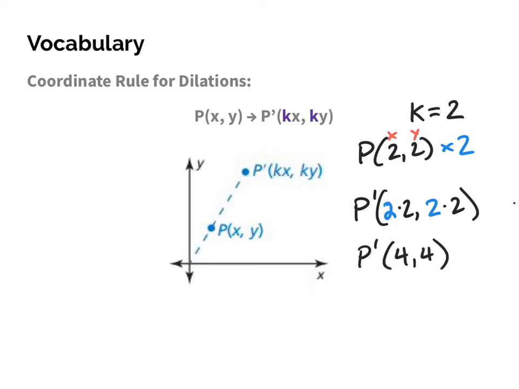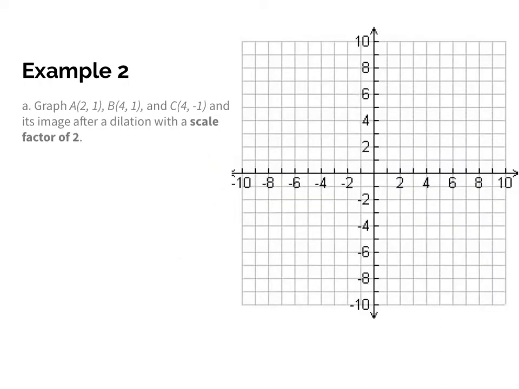I would do the same thing if my k value was less than 1. So when we find the coordinates of our new image, if we're using a coordinate plane, all we're going to do is take that scale factor and multiply it by the x and y of each point of our object. So in our first example here, using this idea of the coordinate planes, we have our triangle A, B, and C. And we're going to dilate this by a scale factor of 2. Since 2 is bigger than 1, this is going to be an enlargement.